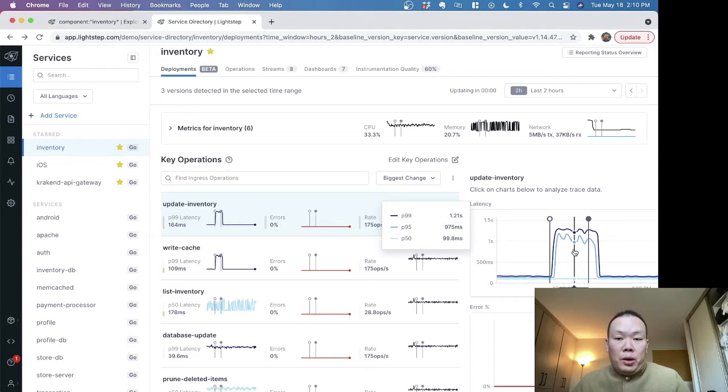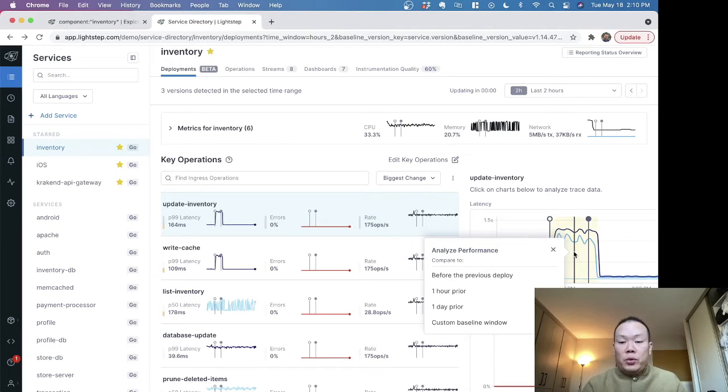But what is that problem and how do I go about fixing it, right? That is actually where Lightstep fits in. As we see here, the response time before the deployment was about 158 milliseconds at the P99, but after deployment, it's almost 1.2 plus seconds. To understand the cause of this, which could be this service itself, upstream services, or downstream services, for Lightstep, it is very simple. We simply click on that particular regression.